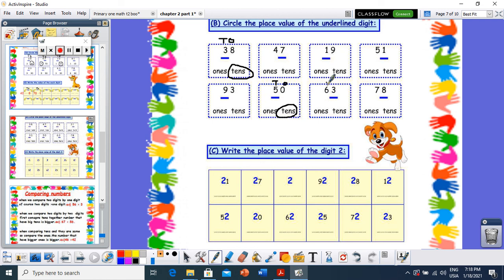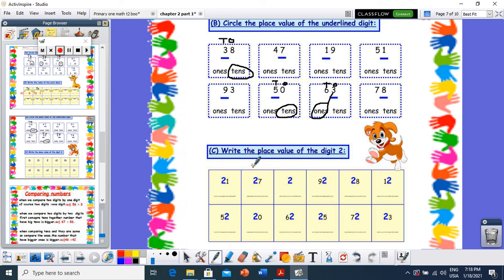36. 6 for the tens and 3 for the ones. Now 3 lives in the tens or in the ones home? So I will choose the ones, because 3 lives in the ones home. So I will choose the ones home.